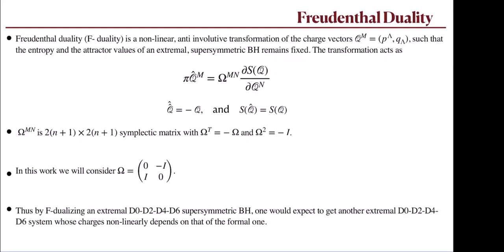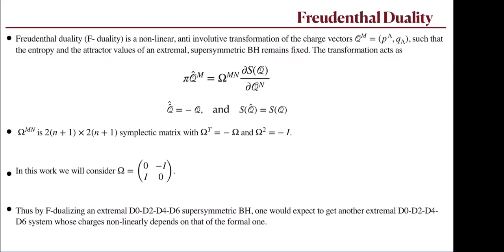Sorry for my voice. There's already a U-duality symmetry, that is a continuous symmetry. So, a Freudenthal symmetry is basically a discrete symmetry, at least the way I will put it here.